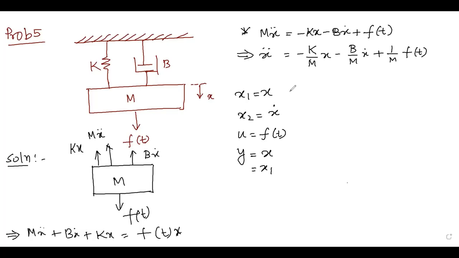Now, I have to write the second order equation as two first order equations. So x1 dot equals x dot, that means x2. x2 dot equals x double dot, that means minus k by m x, and x is again x1, right? So x2 dot equals minus k by m x1 minus b by m x2 plus 1 by m u. Is that okay? Tell me if I made a mistake.